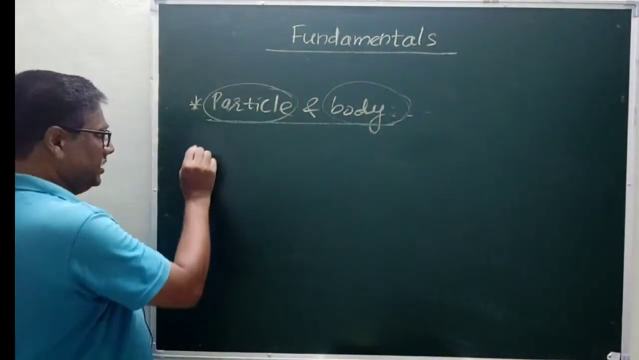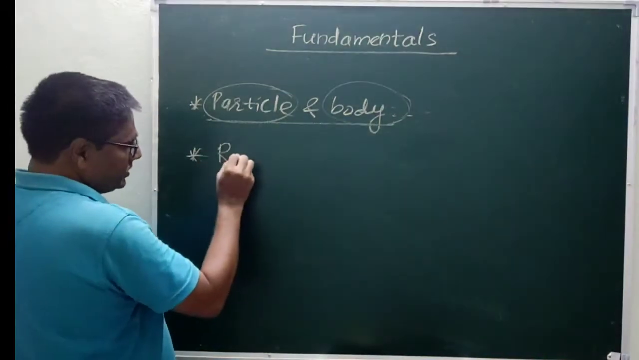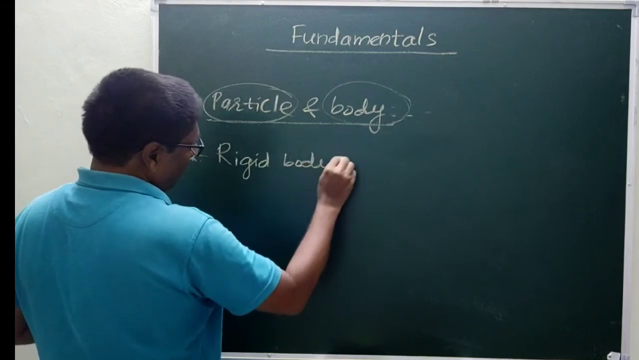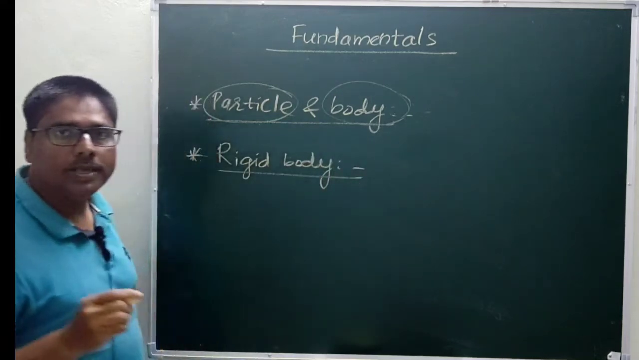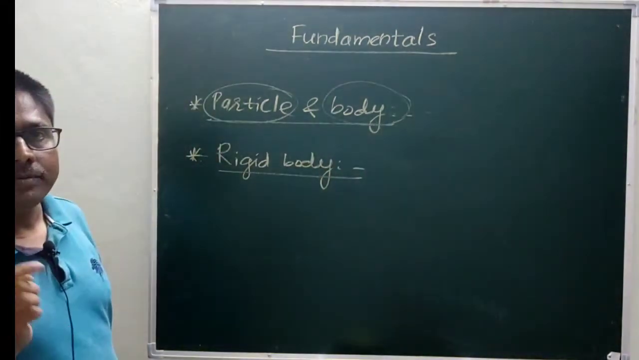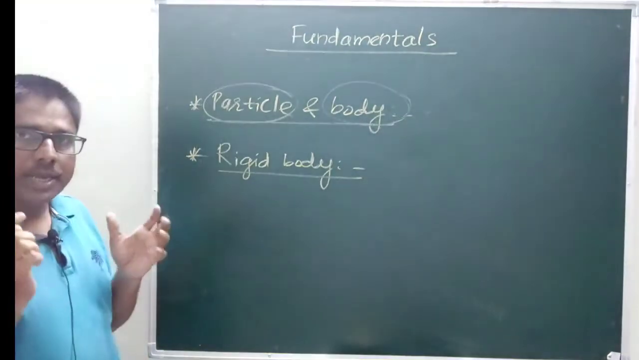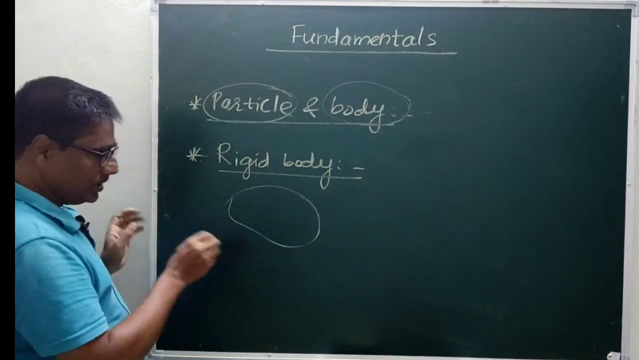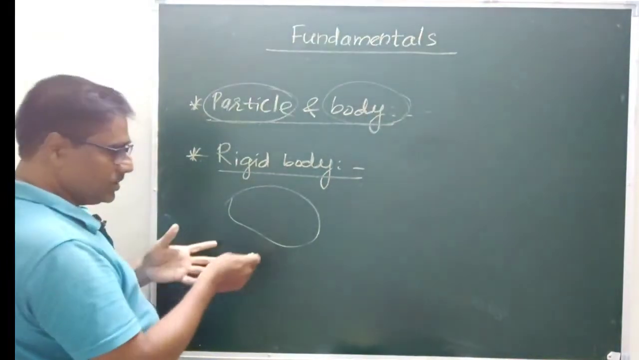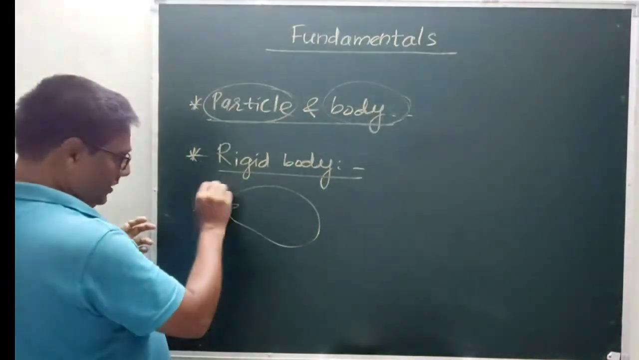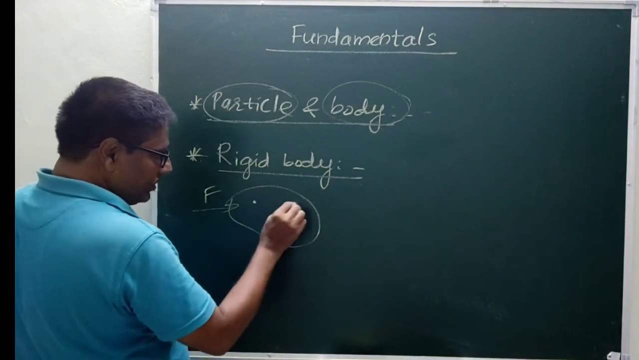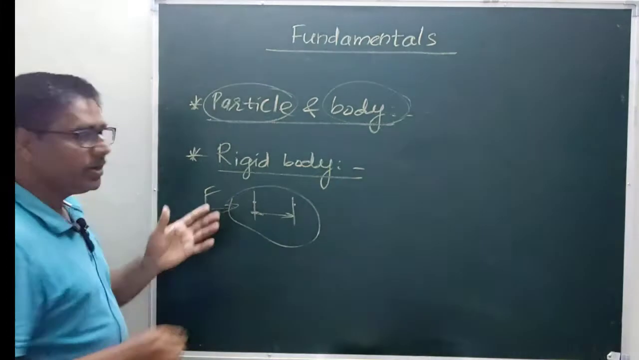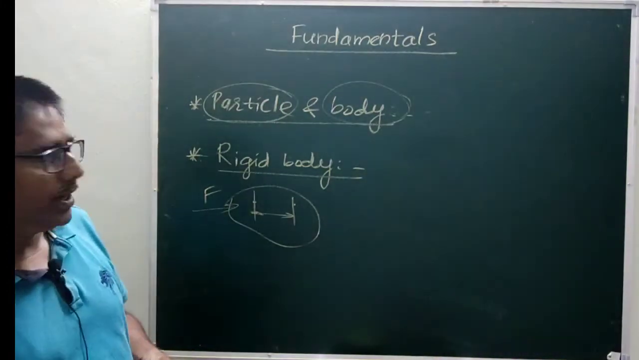Next concept is rigid body. It is the body in which particles remain in position even under the action of force. Suppose we have some object. If you apply some force on this body, the distance between any two particles remains unchanged. Such a body is known as rigid body.